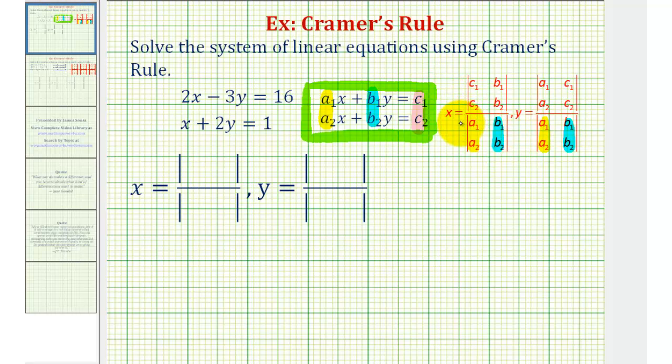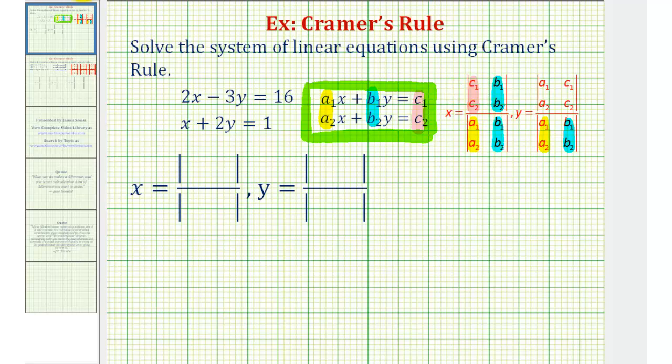And then for the numerator of x, if we compare the 2 by 2 determinant in the numerator with that in the denominator, notice for x the second column stays the same, but the first column, which in the denominator contains the coefficients of x, is replaced with the constants. So when solving for x, in the numerator we replace the coefficients of x with the constants.